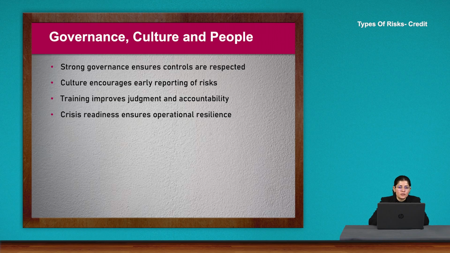Governance and culture determine whether the risks are disclosed early and controls are respected. Banks must invest in training, define the responsibilities clearly, and reward prudent behavior over excessive risk-taking. Whistleblower mechanisms and the leadership tone are critical.